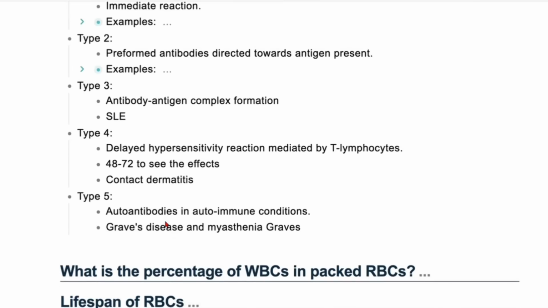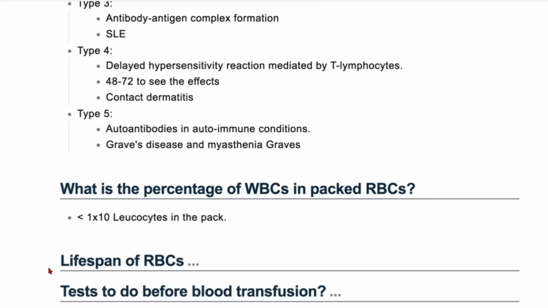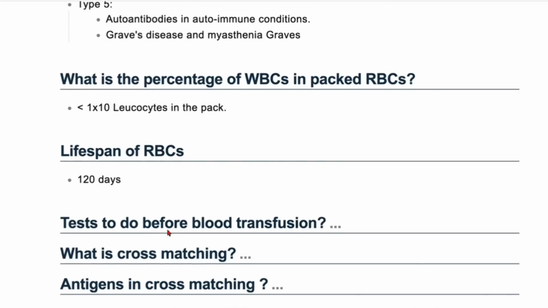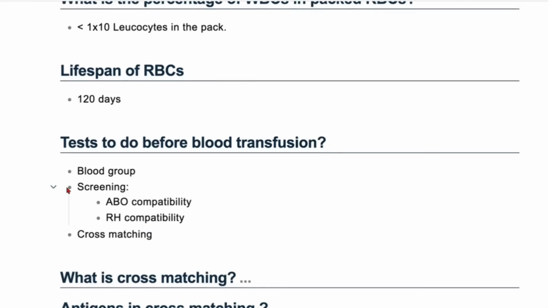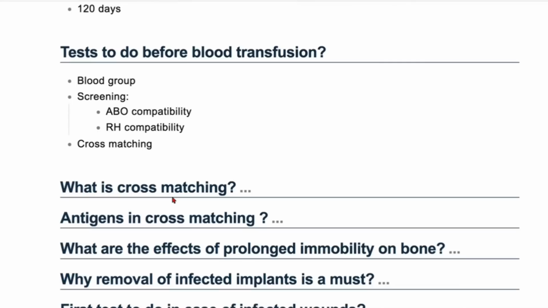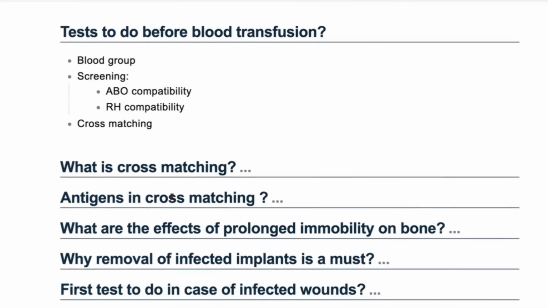What's the percentage of white blood cells in a packed RBCs? So this is less than 5 times 10 to the power of 6 cells per liter, I think. What's the lifespan of an RBCs? 120 days. What are the tests to do before blood transfusion? So we do a group and save, we do a blood group, and we do a cross match. And what is cross matching? So cross matching is testing the donor cells specifically against the serum of the recipient, and it reduces the risk of hemolysis.